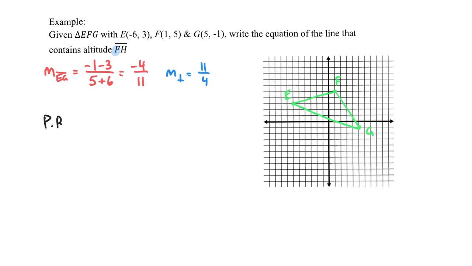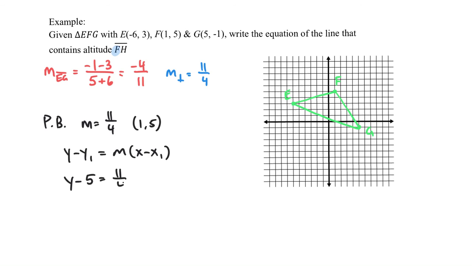My altitude has a slope of 11 over 4 and travels through F. F has the coordinates (1, 5). All right, so now I can write the equation. y minus y1 equals m times x minus x1. y minus 5 equals 11/4 times x minus 1.